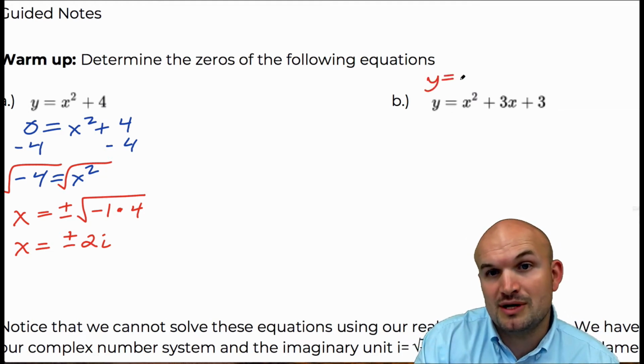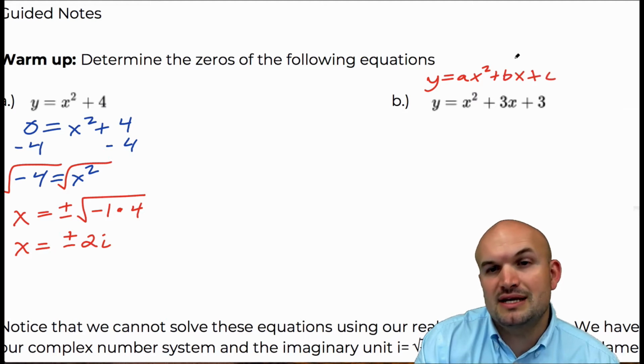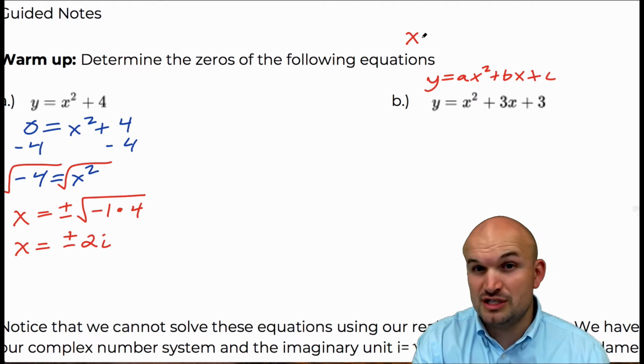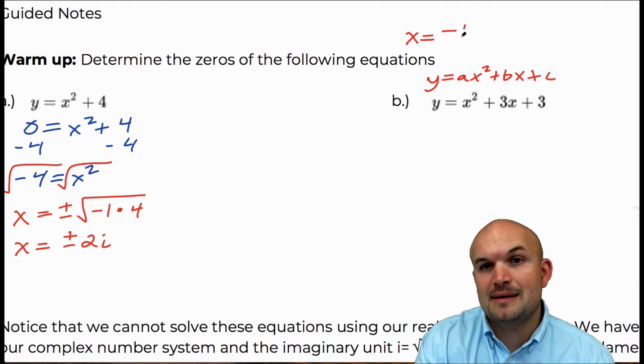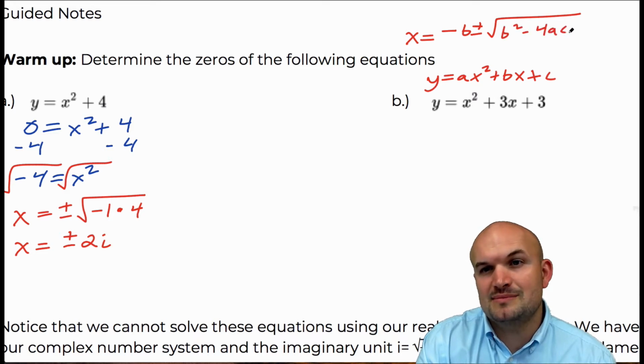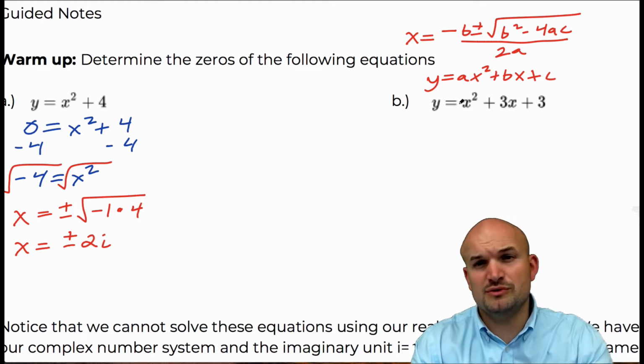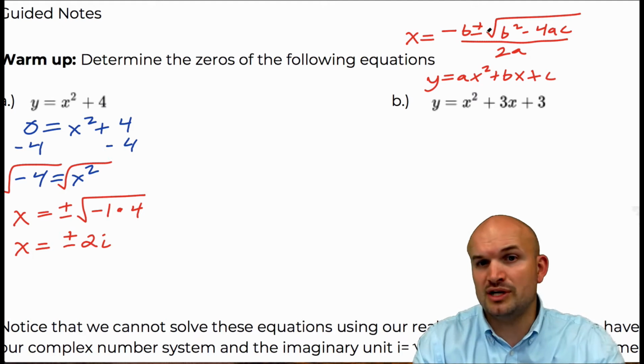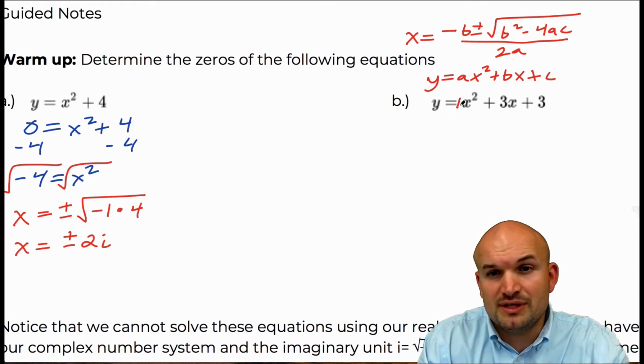Just to remember, the quadratic formula works from our standard form, ax squared plus bx plus c. So the solutions are going to be x equals the opposite of b, plus or minus the square root of b squared minus 4 times a times c, all over 2 times a. All we're going to do is collect the a, b, and c from our standard form equation and plug them into our quadratic formula to find our solution.